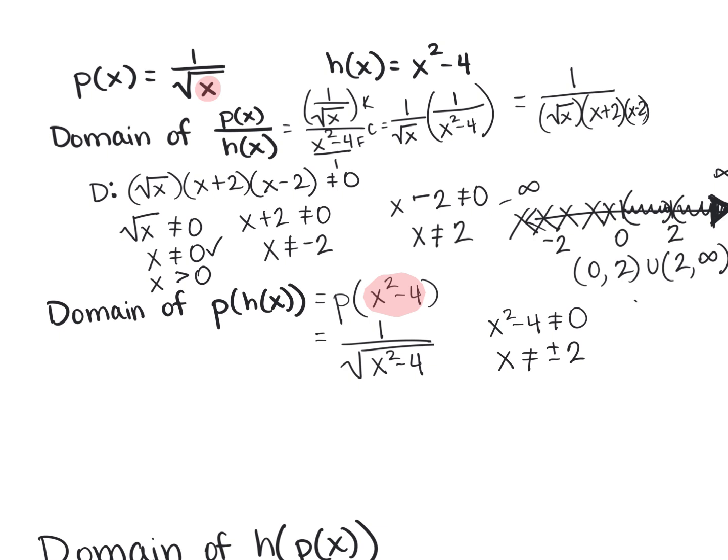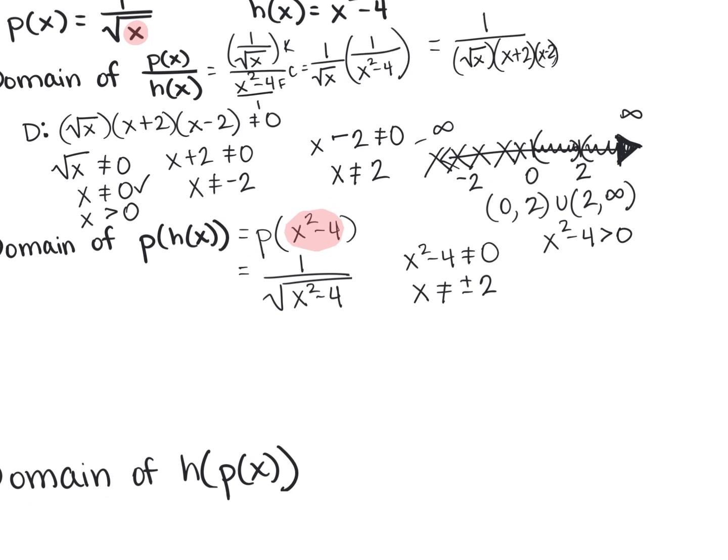But I also know that x squared minus 4 has to be greater than 0. So if I draw my number line and I have negative 2 and positive 2 on there, then what I need to figure out is where do I shade. So if I look to the left of negative 2, I'm going to have a test value. All right, I'm going to put my test values in red so we don't get them confused. Test value would be negative 3.